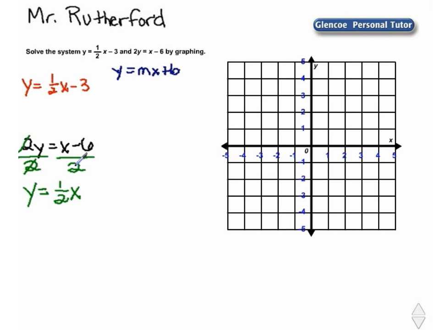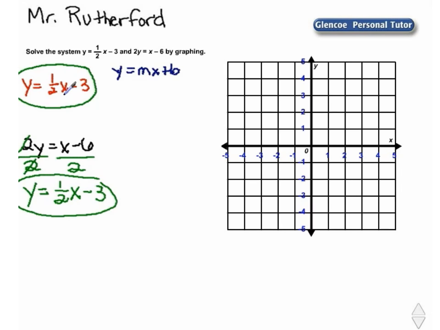Negative 6 divided by 2 is negative 3. So we have y equals 1/2 x minus 3 and y equals 1/2 x minus 3. Notice that these are the same lines. Let's go ahead and graph these.